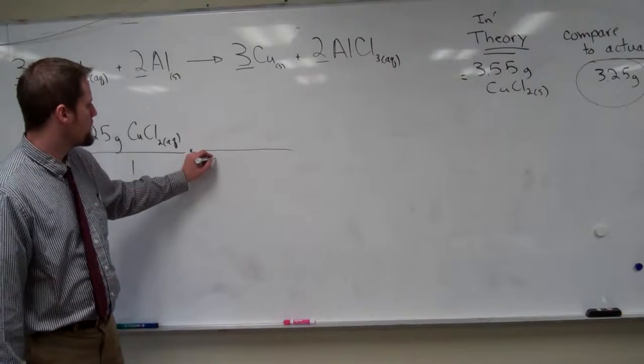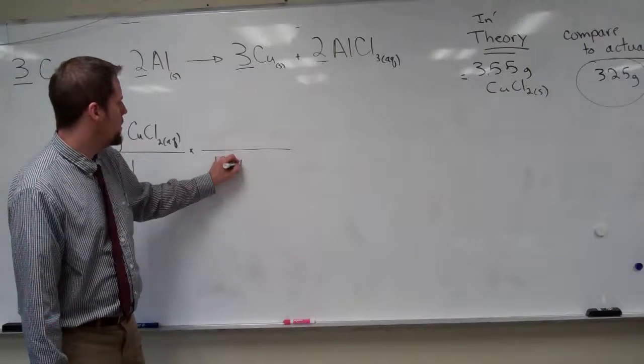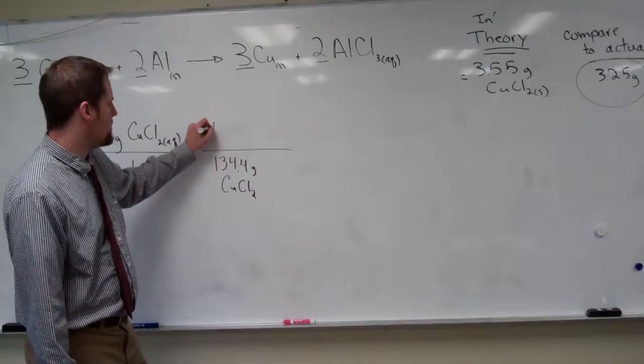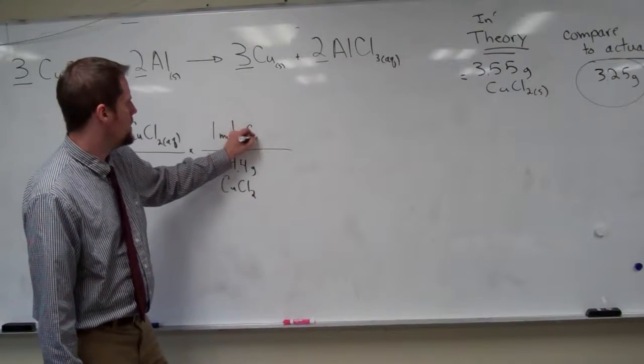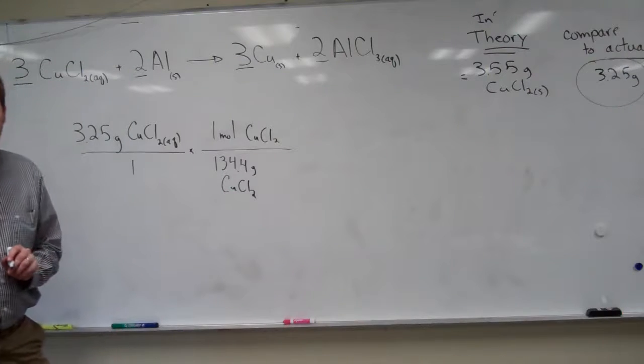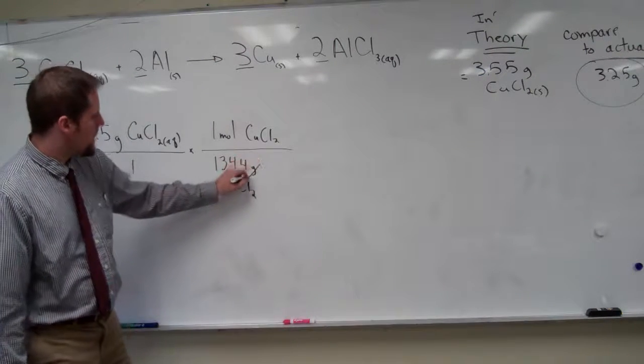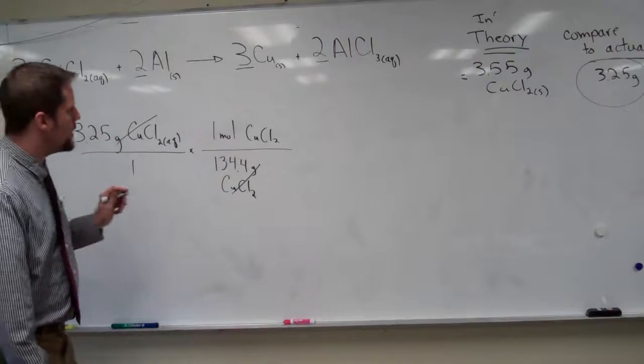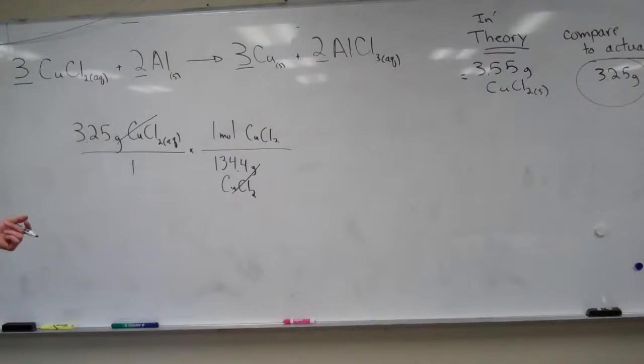So for every 134.4 grams of CuCl2, that's the same thing as 1 mole of CuCl2. The reason I do it that way is so that now I can cancel out the units of grams and be left in moles. Okay, I'm not quite to my answer yet, but at least it lets me use my equation.